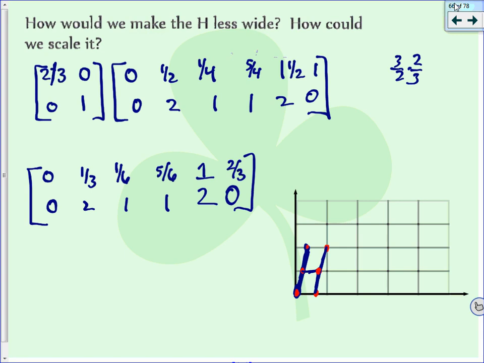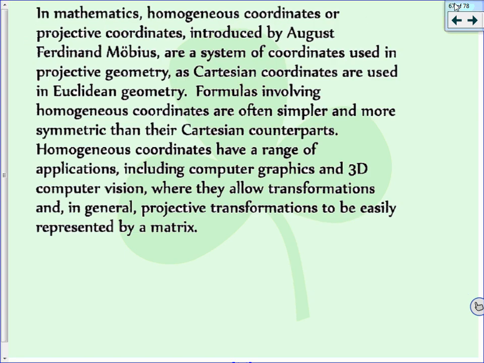How's it feel? I think it's awesome. All right, so does anyone want to read about Mobius? Okay, Mark? In mathematics, homogeneous coordinates or projective coordinates introduced by August Ferdinand Mobius are a system of coordinates used in projective geometry, as Cartesian coordinates are used in Euclidean geometry. Formulas involving homogeneous coordinates are often simpler and more symmetric than their Cartesian counterparts. Homogeneous coordinates have a range of applications, including computer graphics and 3D computer vision, where they allow transformations and, in general, projective transformations to be easily represented by a matrix. Thank you.